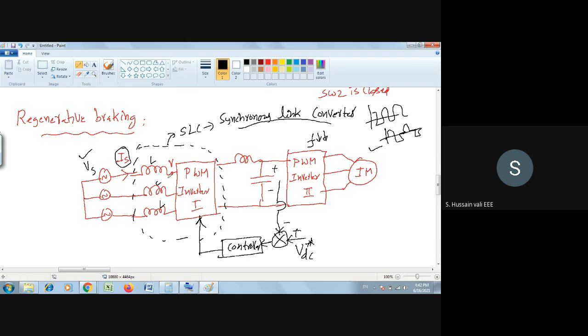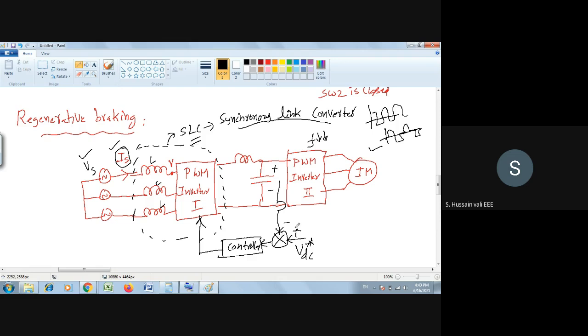When you join like this and take a sufficient value of L, the current Is will be near sinusoidal. Then the supply voltage is sinusoidal and Is is also sinusoidal, so there won't be any harmonics at all. Maybe there is a phase difference, but that really does not matter to us. The only thing is that the current waveform should not be non-sinusoidal. So here we are achieving two things: one, we are collecting the power, and at the same time the harmonic problem is also rectified using the synchronous link converter.